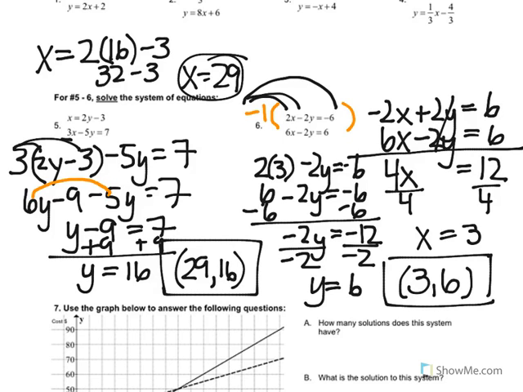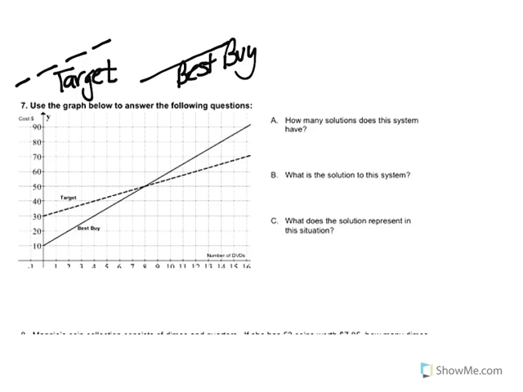Okay, let's look at number 7. Okay, on this graph, we are given two lines that represent two different companies. So the line that's dotted represents Target, and the line that's solid represents Best Buy. And let's look and see what we can figure out from this graph. We can see that we're looking at the number of DVDs, and we're looking at how much they cost. So we're trying to figure out how much do DVDs cost at Target and Best Buy.